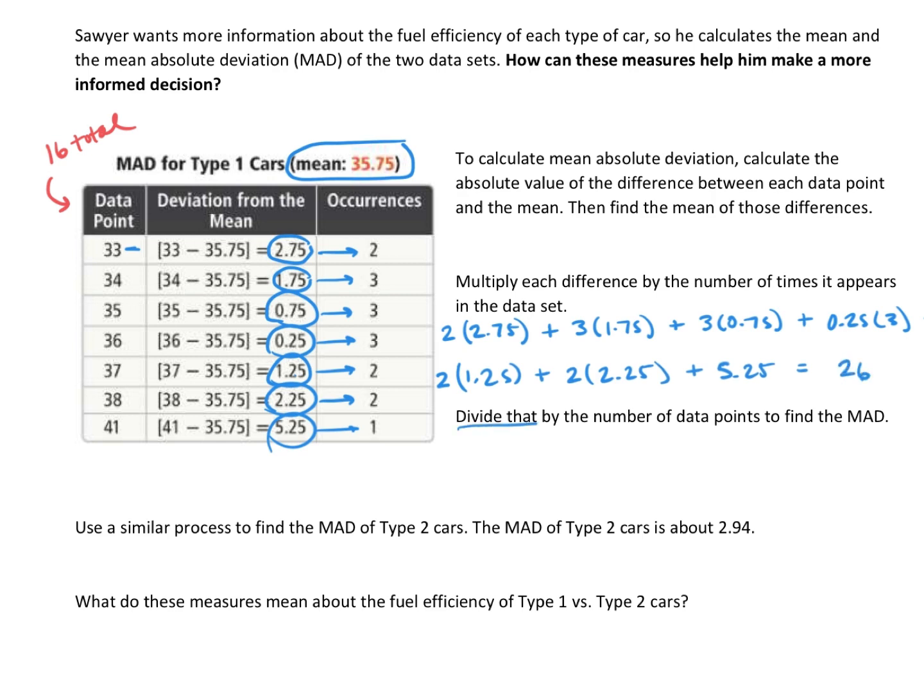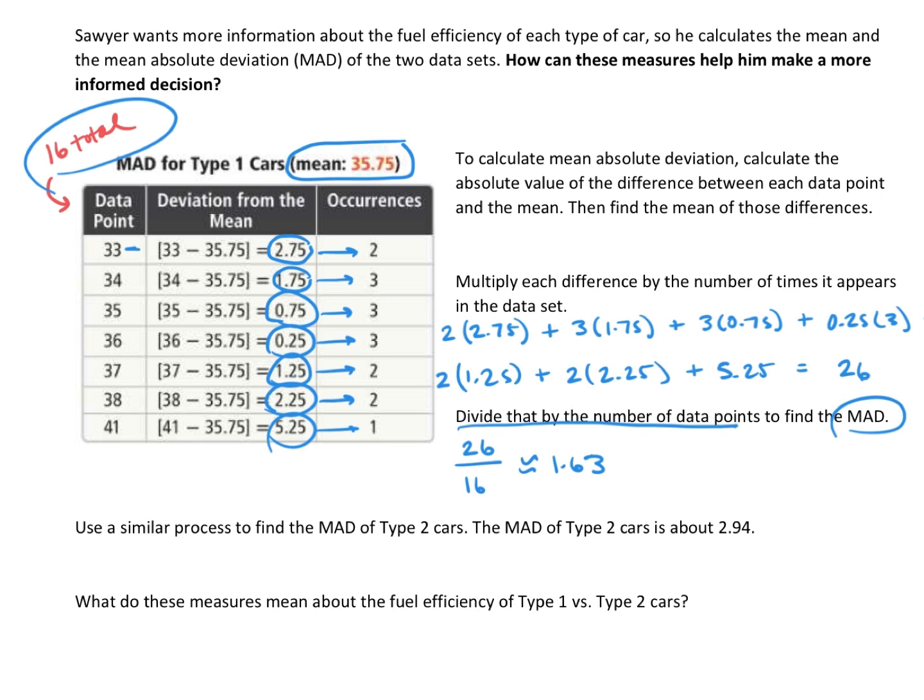Now we're going to divide that number by the data points to find our mean absolute deviation. So we take 26. Remember, there are 16 total data points, so we divide that by 16. And we're going to do a little rounding. It's about equal to 1.63. So the type 1 cars has a mean absolute deviation of 1.63. What that means is on average, the data points are 1.63 units away from the mean.